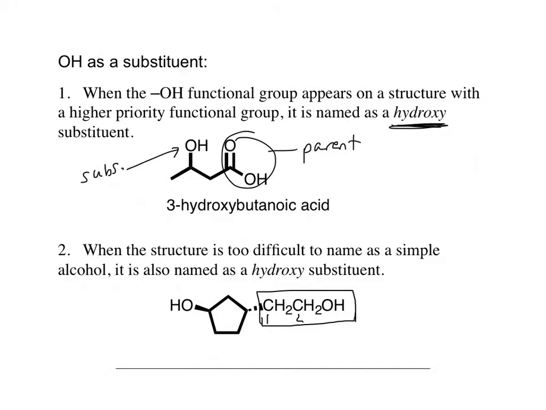Now, we have to name and number our ring. On the parent, which is the ring, the OH carbon's number 1, that's 2, that's 3. Now we're ready to go. At number 3, we have a complex substituent. It is going to be 2-hydroxyethyl, and then it's cyclopentanol. I don't need the number 1 because by definition on a ring we are starting at carbon number 1. That's where the OH is.